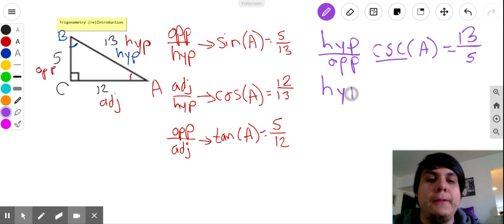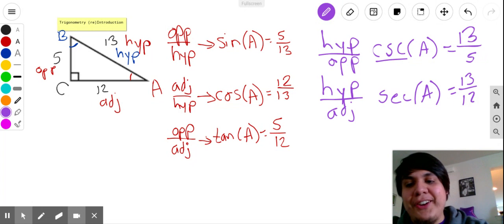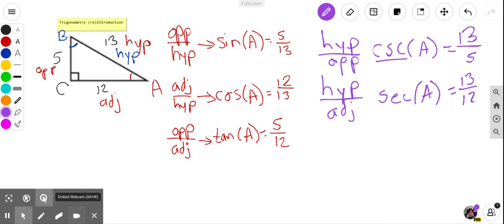hypotenuse over adjacent, well, that's secant, or as some people call it, secant. But I like to think more positive about things. So, we have cosecant, we have secant or cosecant.